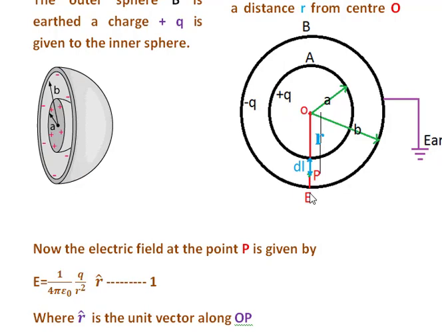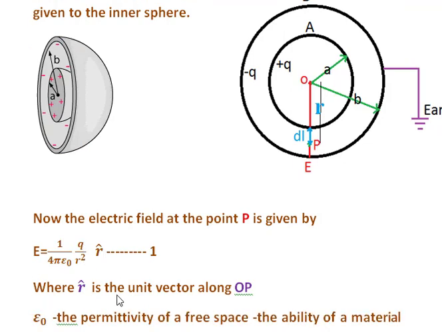Now the electric field at this point P due to these charges is given by the formula E is equal to 1 by 4 pi epsilon naught Q by r square into r hat. Here r hat is a unit vector along the direction; it indicates the direction of the field. Epsilon naught is the permittivity of free space or of air. So the air is present in the free space. Sometimes a dielectric material is also present in the free space.